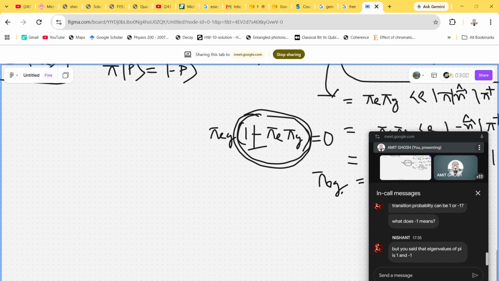If this term becomes 0, then pi EG can be anything, right? But suppose pi EG equals 0, when you confirm that the other term is non-zero, then pi EG has to be 0. So if this term is non-zero, then that transition will not be possible, like pi EG is 0, that's what I'm telling.